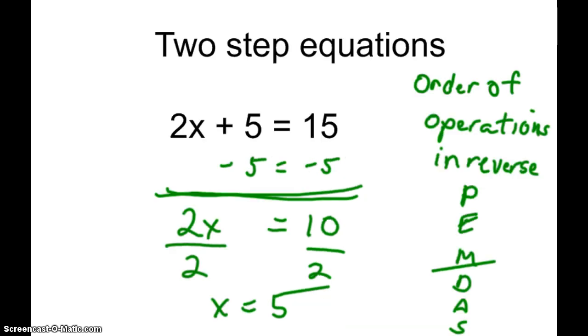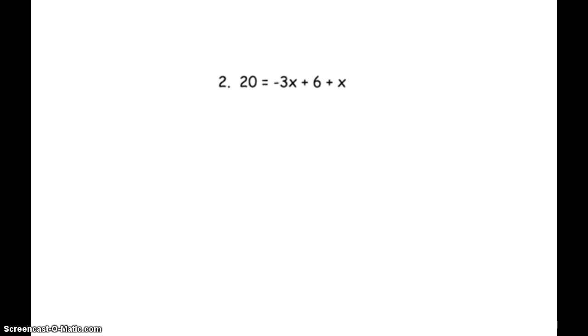Let's take a look at another example. Here we have 20 equals negative 3x plus 6 plus x. We're going to combine these like terms. Okay, this and this. A negative 3x plus an x is going to be negative 2x. We have negative 2x plus 6, and that equals 20.